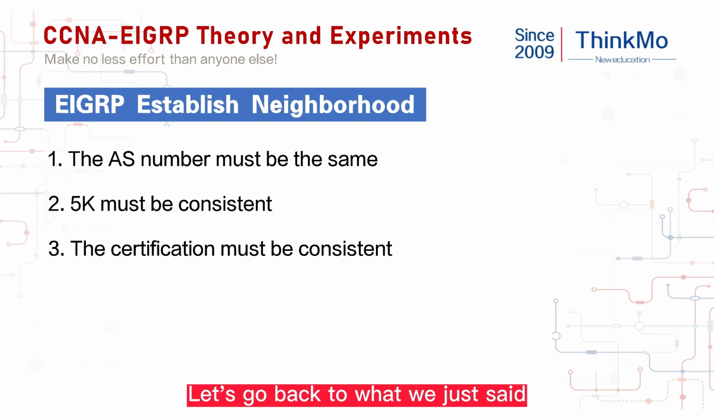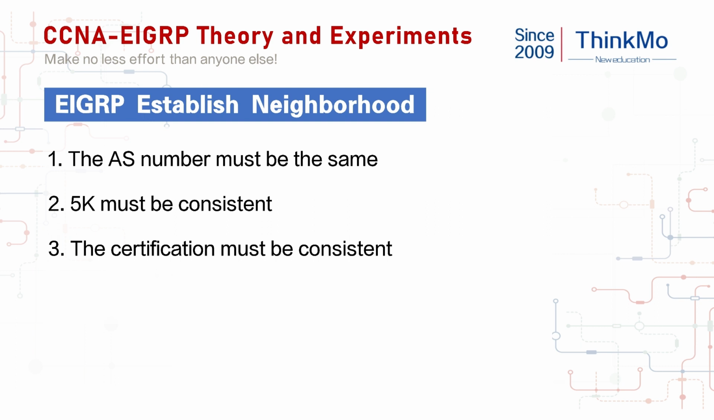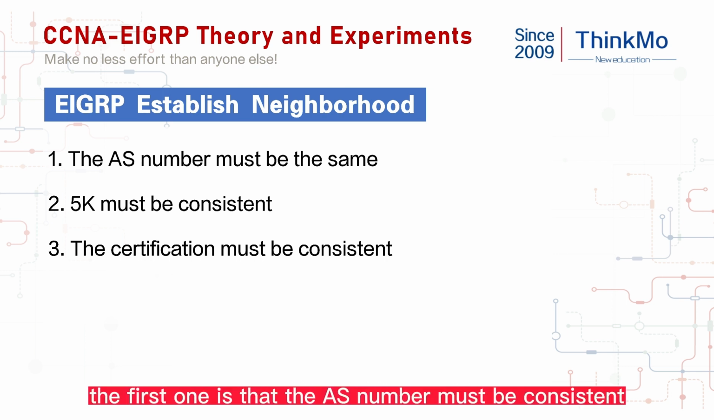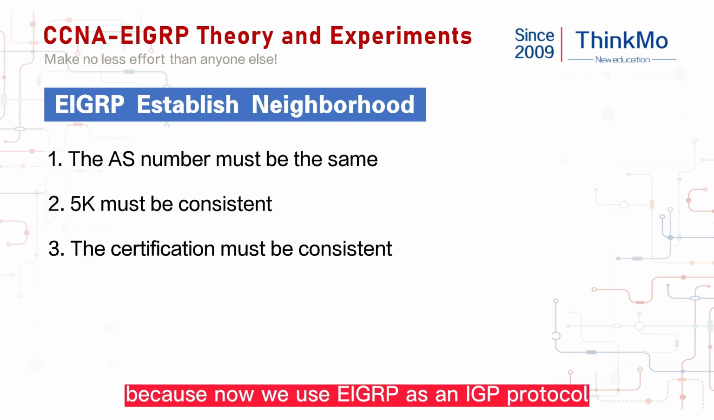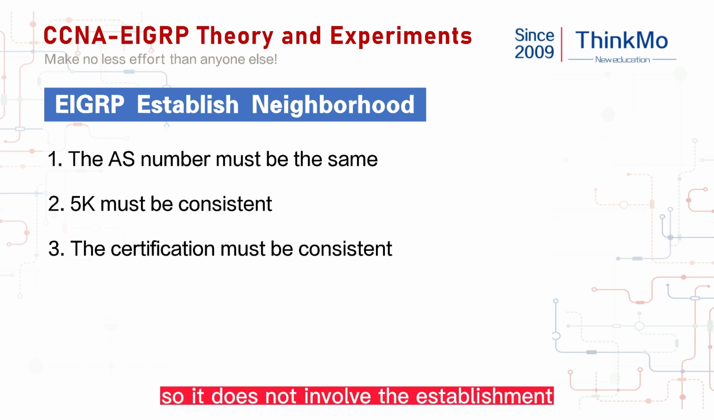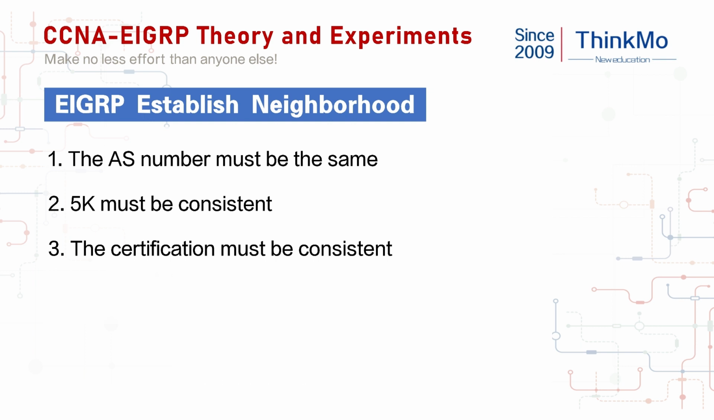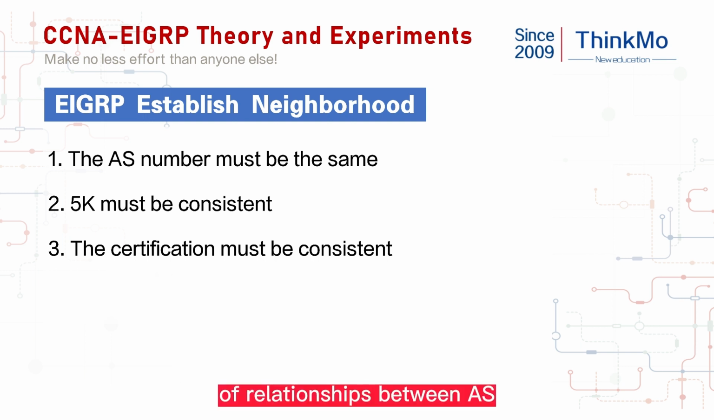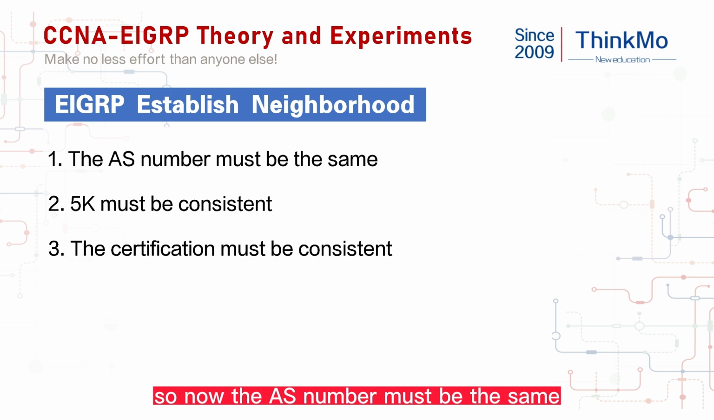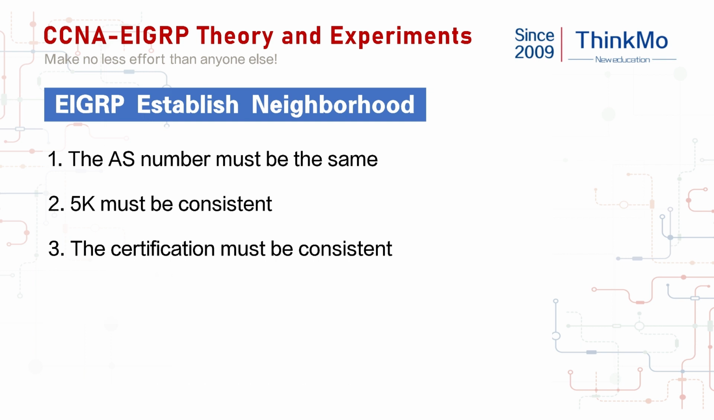Let's go back to what we just said. EIGRP now wants to establish neighbors. Establishing a neighbor is conditional. There are 3 conditions. The first one is that the AS number must be consistent. Because now we use EIGRP as an IGP protocol, it does not involve the establishment of relationships between AS, so the AS number must be the same.